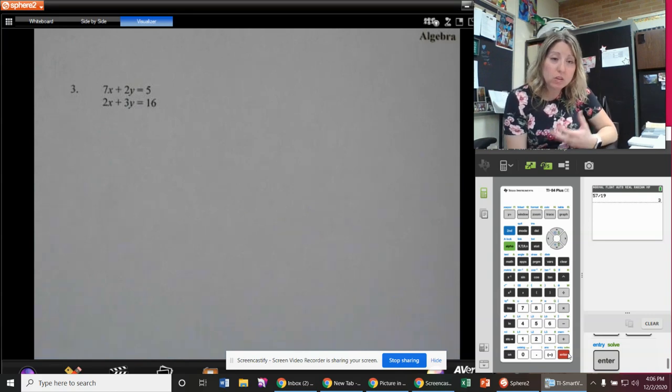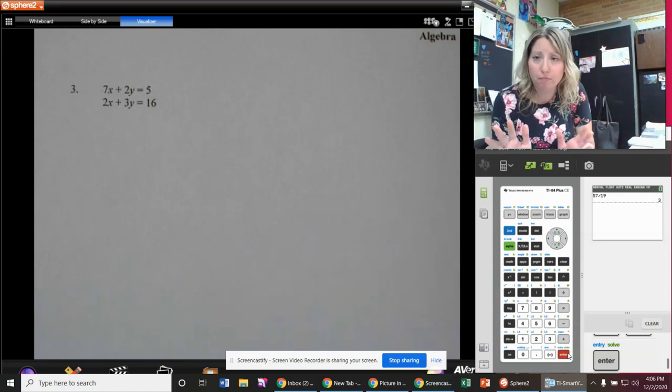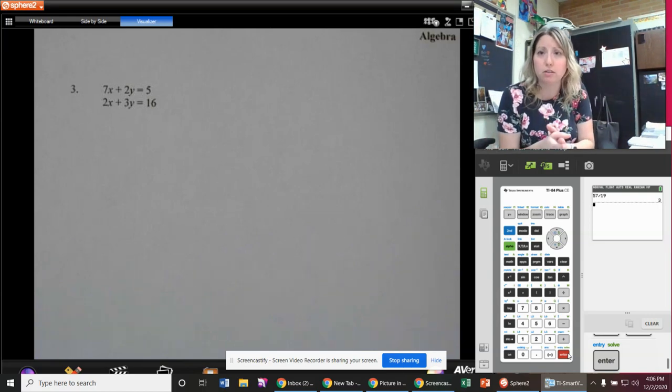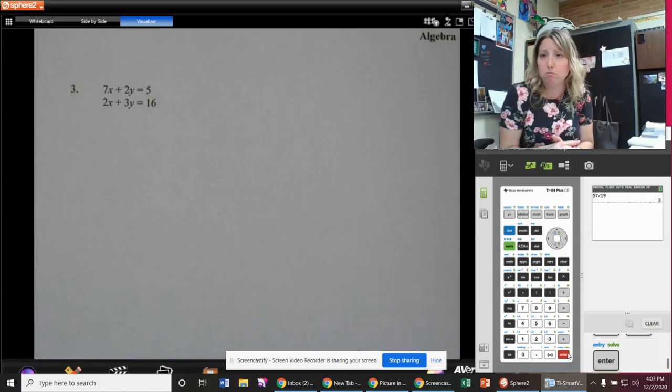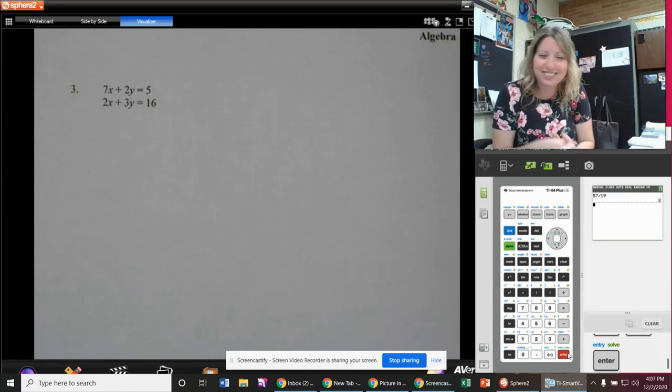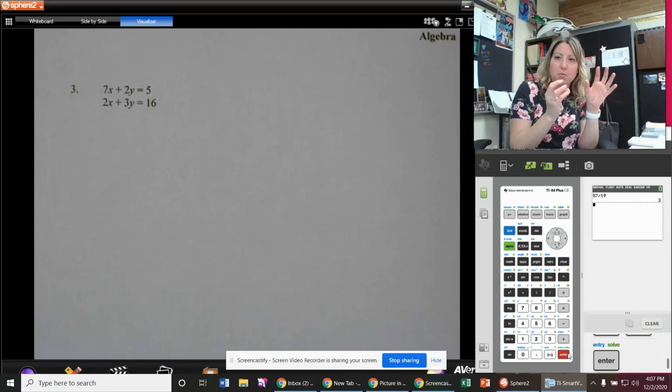So pick either the x's or the y's. It really doesn't matter which, but pick one of your two variables to cancel, okay? I'm going to pick the y's to cancel just because. Why not? Oh, get it? So I see that I've got 2y on the top one, 3y on the bottom one. I need them to be opposite signs. They're not right now. And I need them to give me the same coefficient.